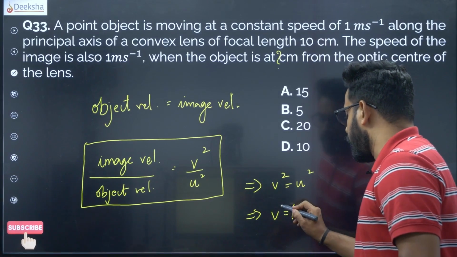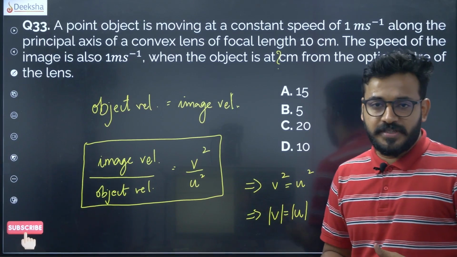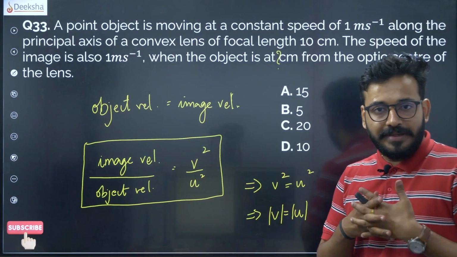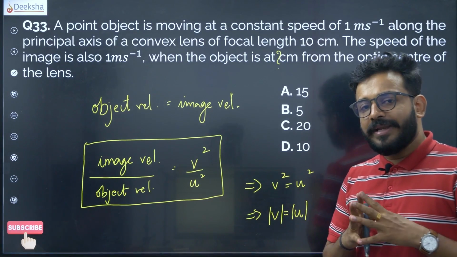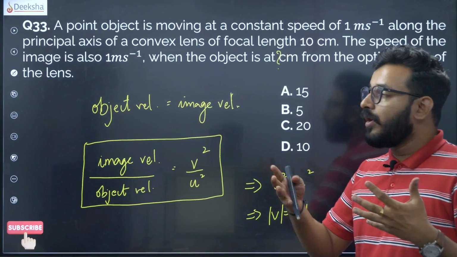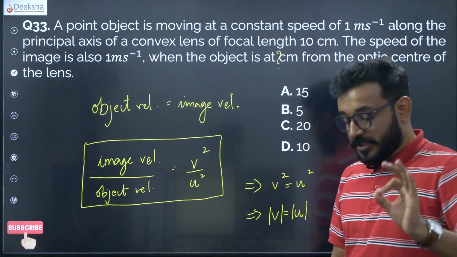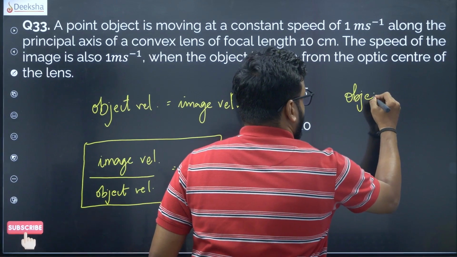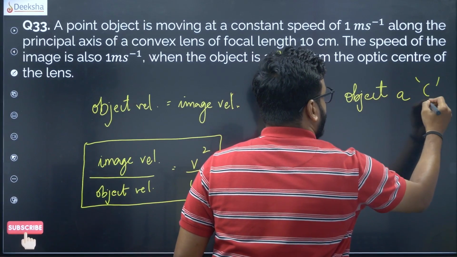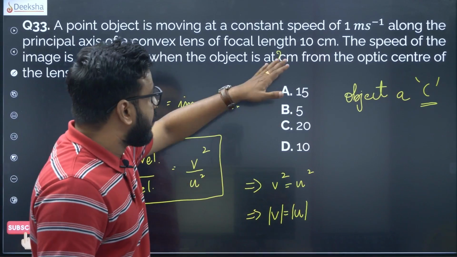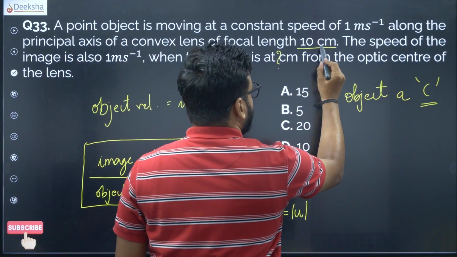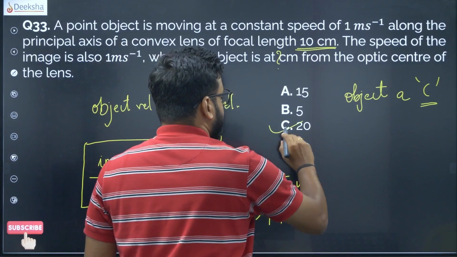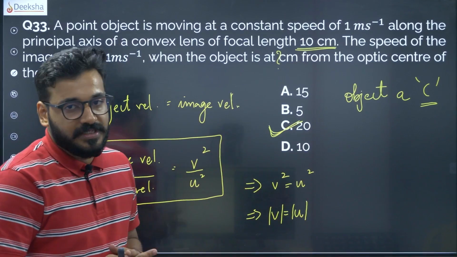The magnitude is the same, so they can be negative or positive, whatever it is, but numerically they are the same. So how is this possible? When is the object distance and image distance equal for a convex lens? This is only possible when the object is at the center of curvature. The focal length is 10 centimeters, and all of you know the center of curvature is at a position double the focal length, that is 20 centimeters. The correct answer is option C, 20.